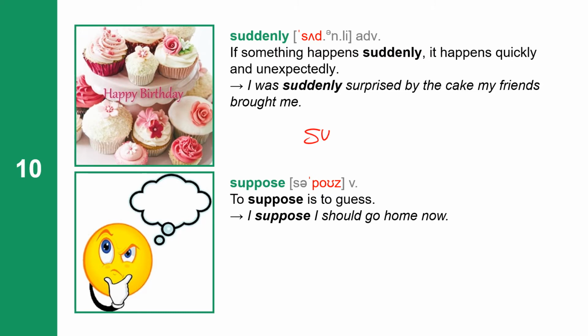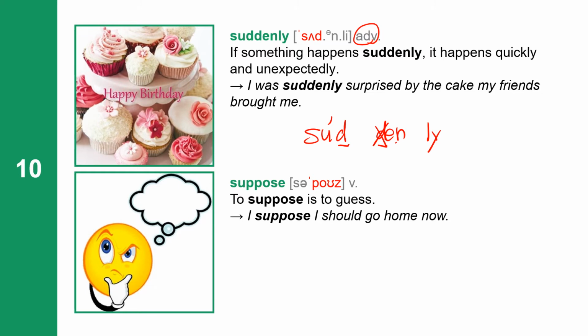The next word is suddenly. Suddenly has three syllables. There are two D's, and the second D is cancelled. Accent on the first syllable. Suddenly is an adverb. If something happens suddenly, it happens quickly and unexpectedly. I was suddenly surprised by the cake my friends brought me.